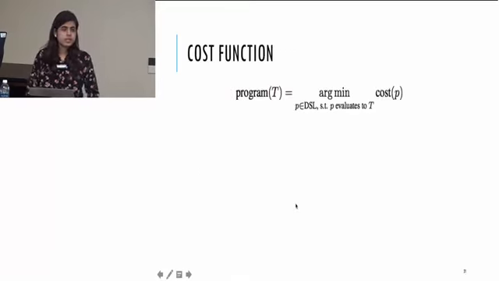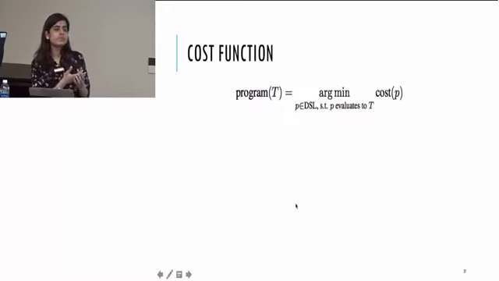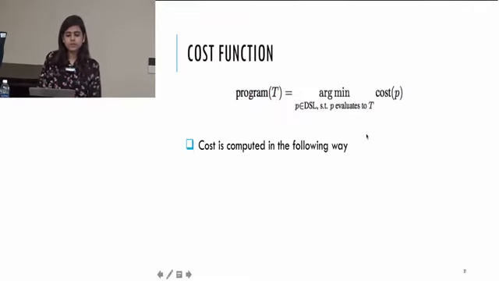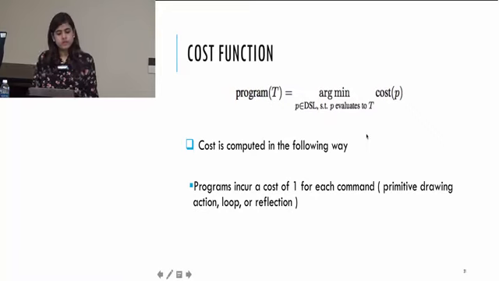In order to find the program that best describes your trace set, they define a cost function. When they say cost, they're looking for a program that is most concise, most small, and has the minimum cost. So how do they define cost? Cost is computed in the following way. Programs incur a cost of 1 for each command in the trace set, like a primitive drawing action, loop, reflection, etc. There's a cost of 1.